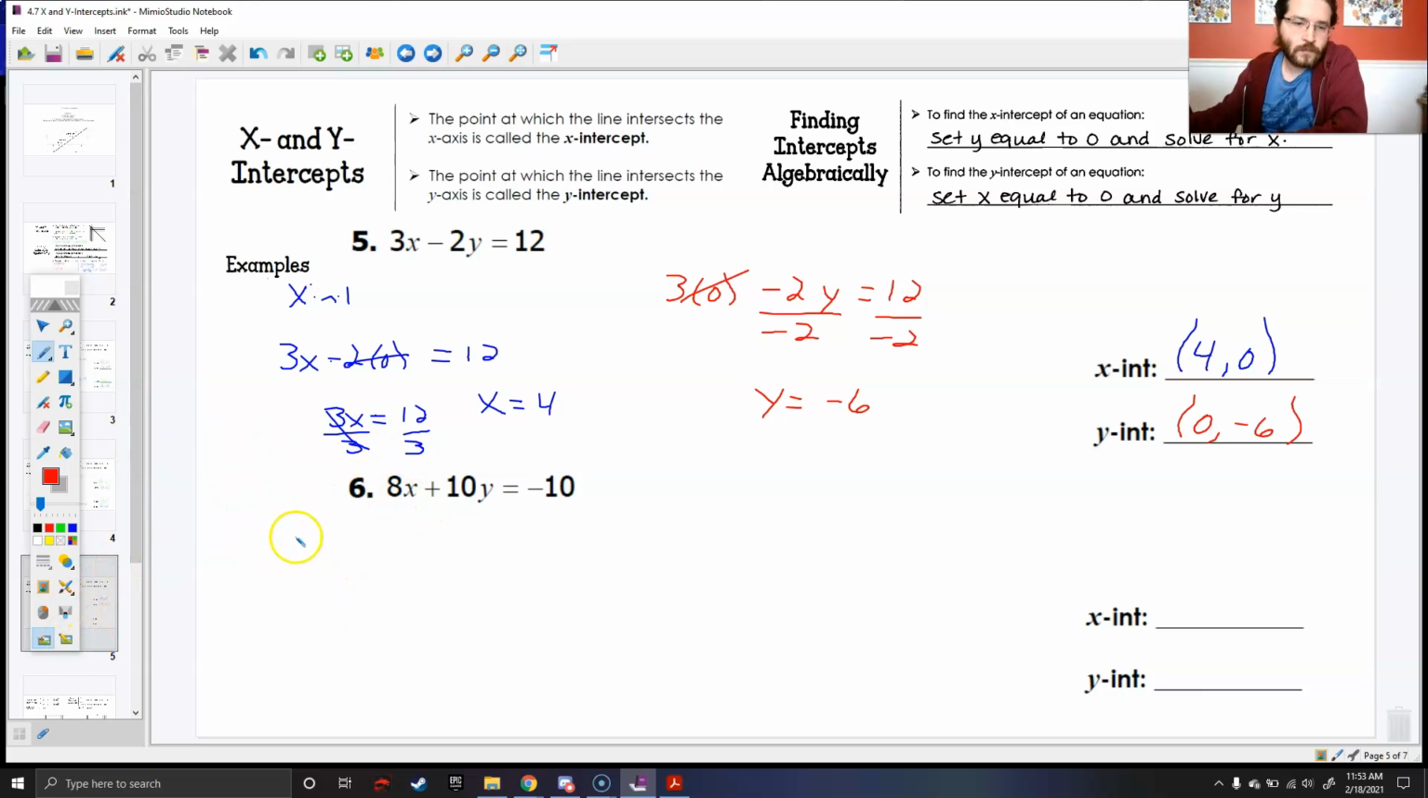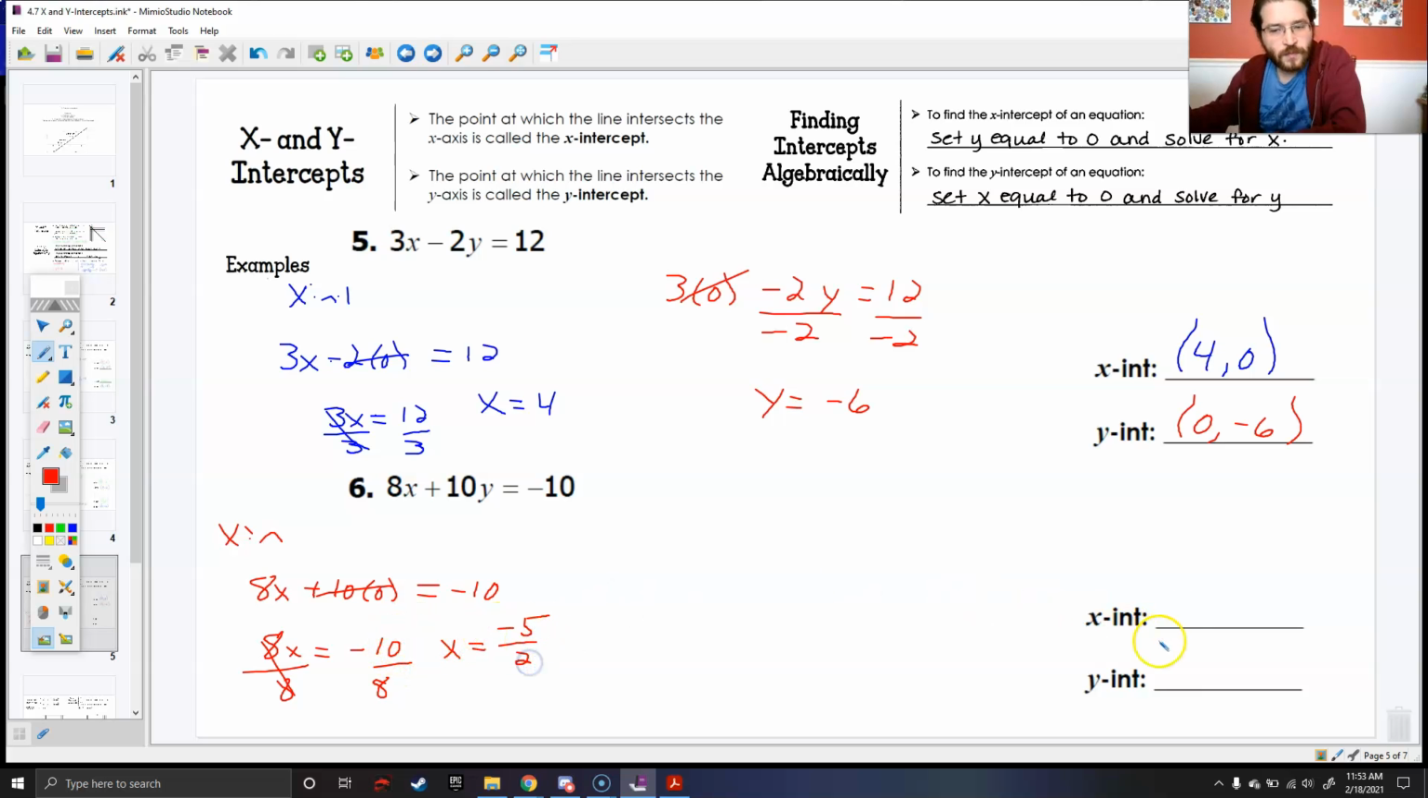Okay. So x-intercept. So I'm just going to substitute that y for 0. So 8x plus 10 times 0. Canceled out, remember. All right, so 8x equals negative 10. So we're going to divide by 8. We're just going to reduce. X is going to be equal to negative 5/2.